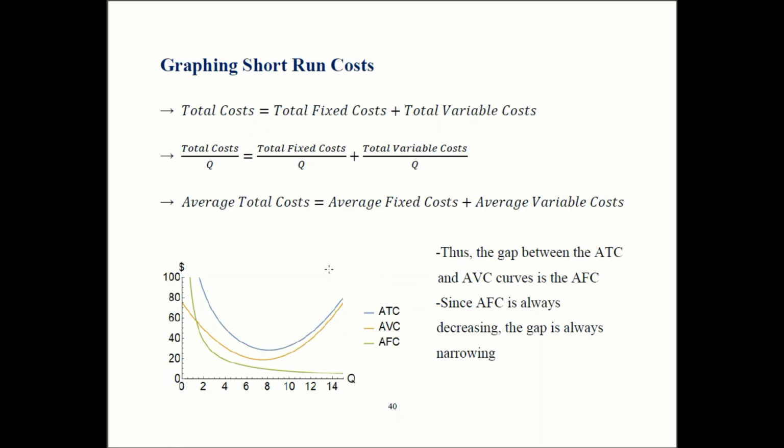Now, because average fixed costs are always decreasing, that means the gap between these two curves should always be narrowing. So remember, the fixed costs are going to be constant in total. Total fixed costs are constant, but you divide that constant by a bigger quantity, that's going to drag them down. So fixed costs per unit are always going down. That means the gap between those two curves had also better always be going down.